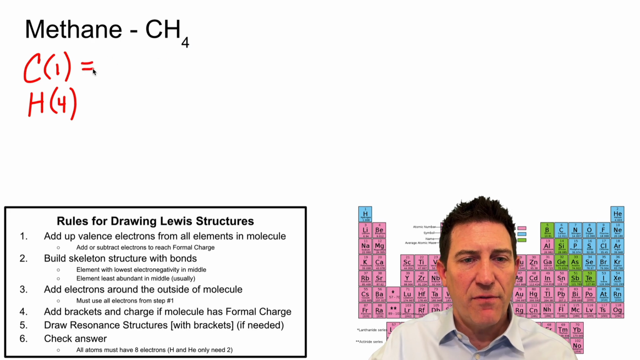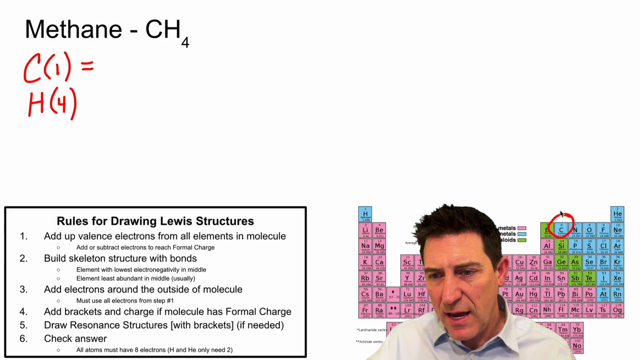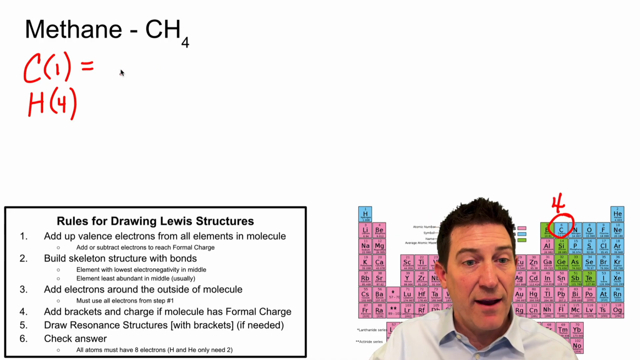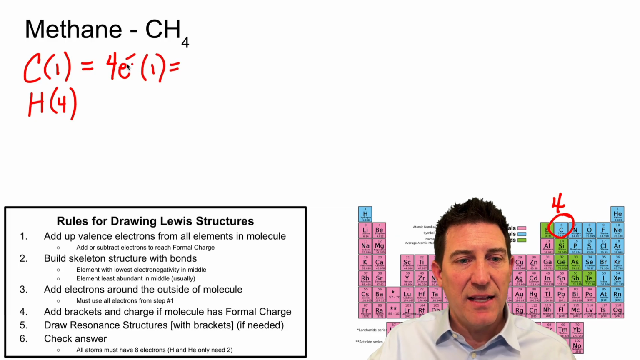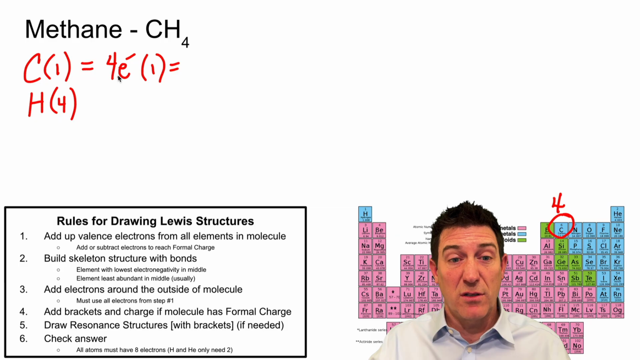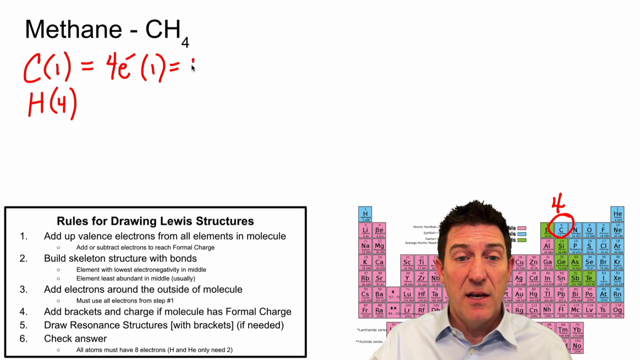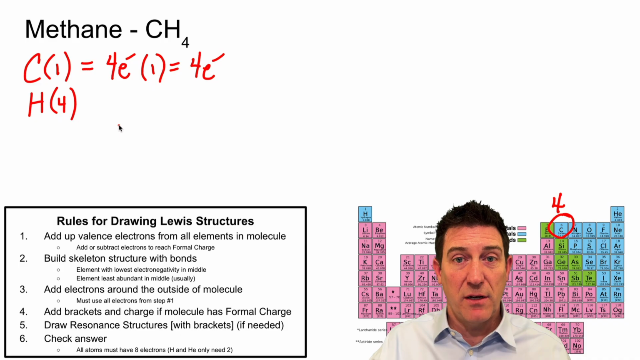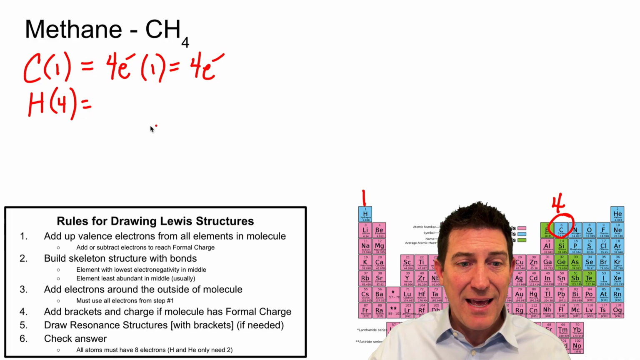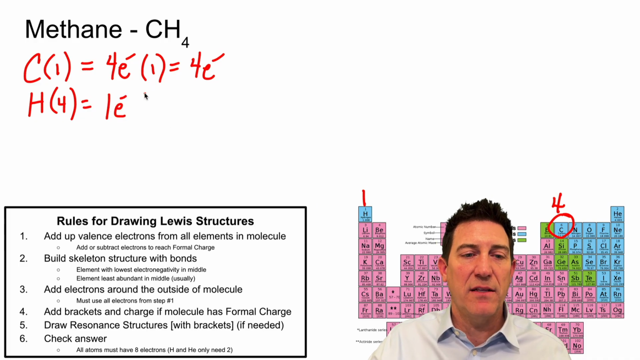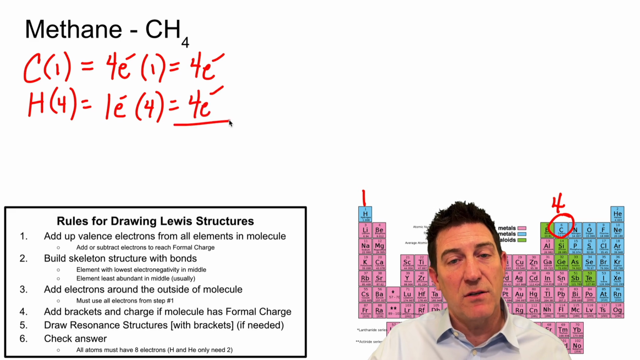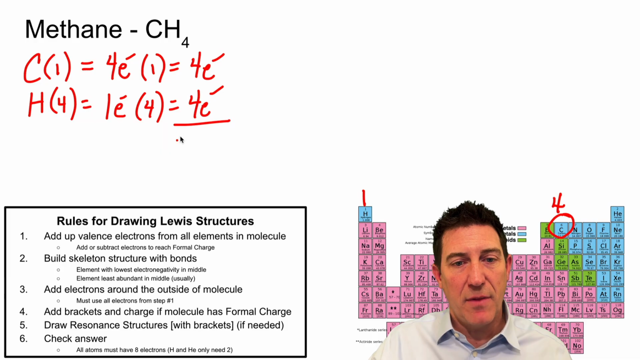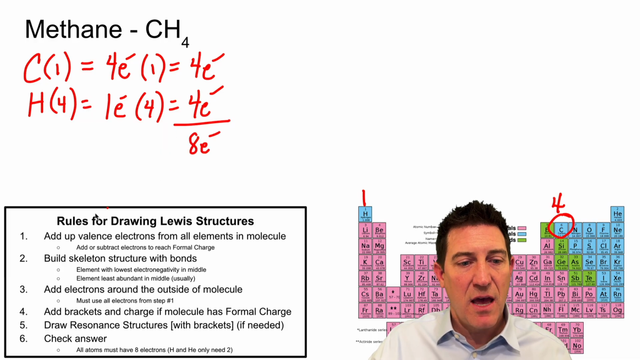And then I'm going to go and find carbon over here on the periodic table. It is in group 4A, so every carbon has 4 valence electrons. I have 1 of them. I like to say each carbon brings 4 valence electrons to the party, and 1 carbon's coming to our party. So how many valence electrons are the carbons bringing to the party? They're bringing 4. I come over here and find hydrogen, which is in group 1A. So each hydrogen has 1 valence electron, but we have 4 of them showing up at our party. So that's a total of 4 electrons from our hydrogens. We add them up and we get 8 electrons.